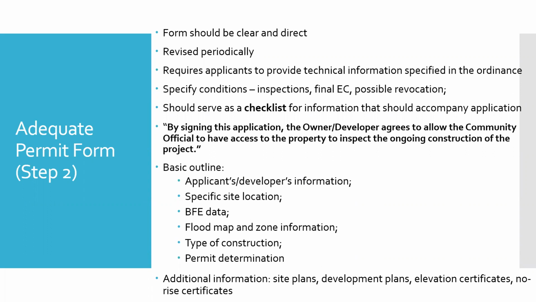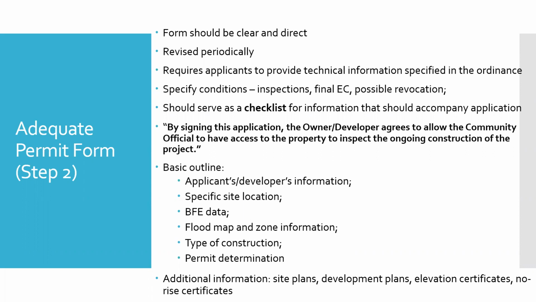And so again, it should serve as a checklist for all of the information that we need to verify for the application. And so here's the sentence that's in our sample permit, is that by signing the application, you agree to allow the community official to have access to the property to inspect the ongoing construction of the project. And so that's our last step that we are going to go over, but you should hopefully be able to schedule several inspections during the process of development.